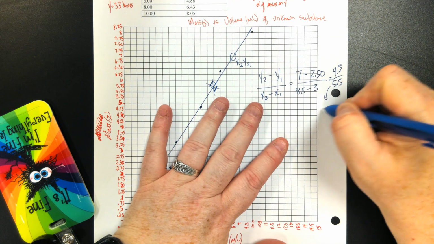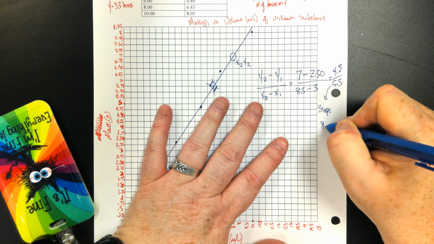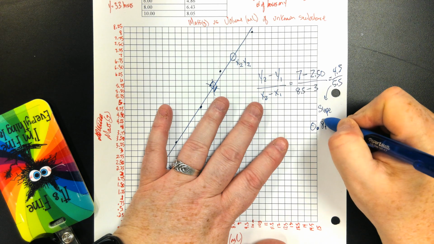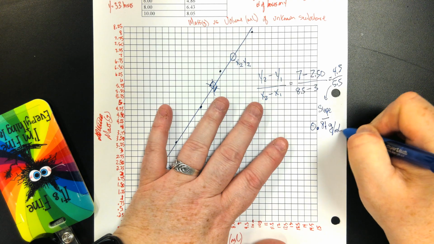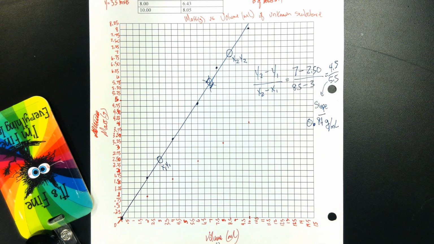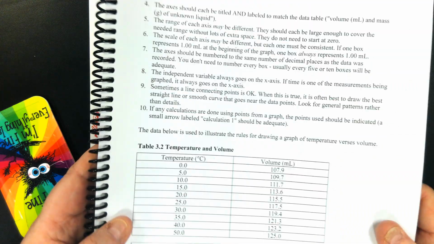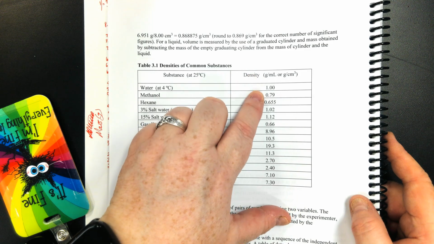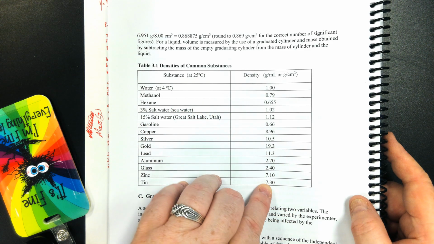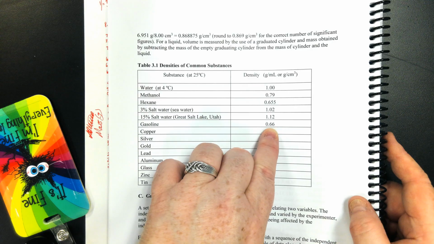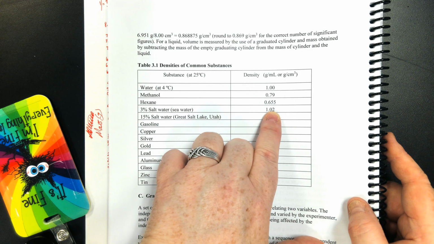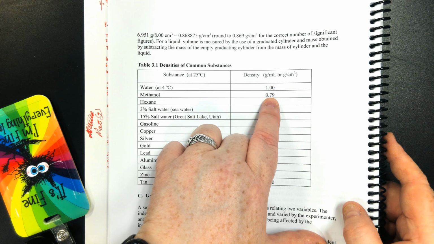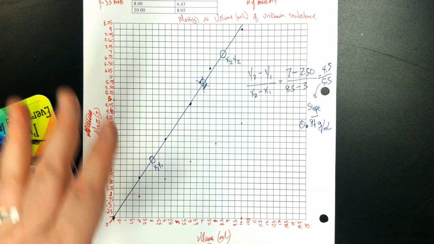So slope is 0.81 repeating grams per milliliter. Okay? So you go back to your book and you go to figure 3.1 or table 3.1, and which one hits as close to 0.81? Well, not gasoline, it's too far away. 0.65 hexane, no. Methanol. Methanol hits real close, and that's why it's important to stretch out your data.